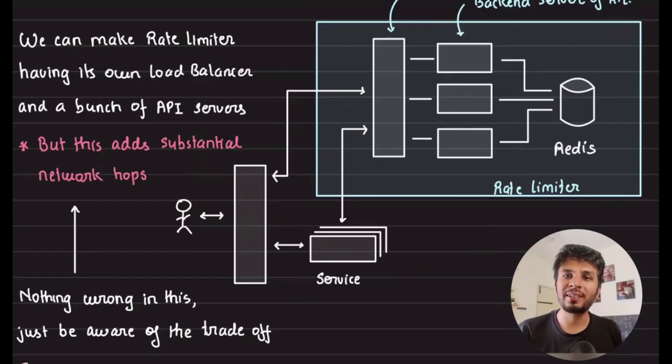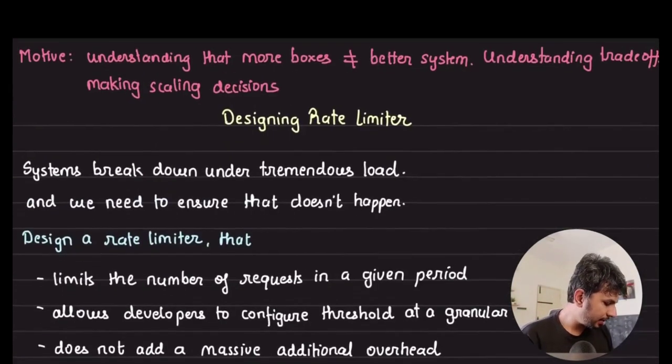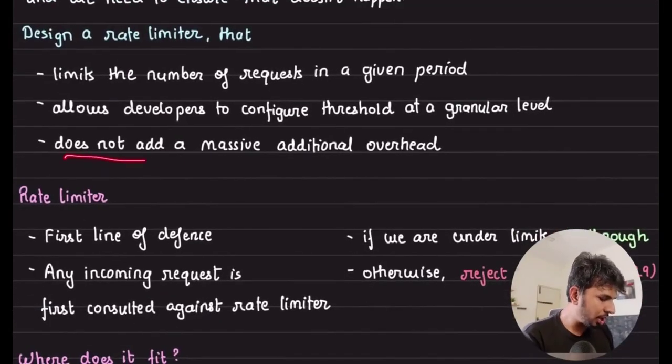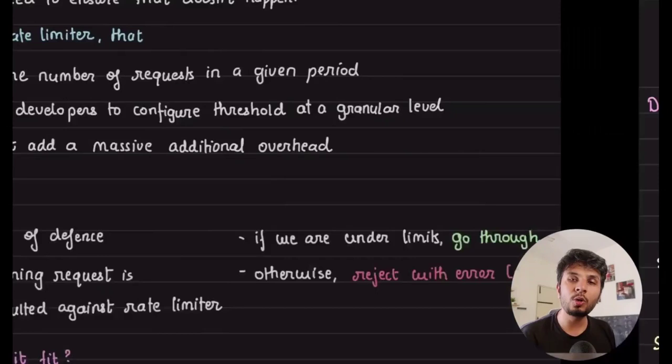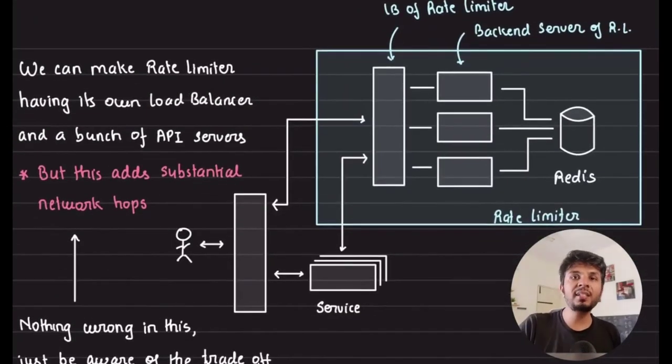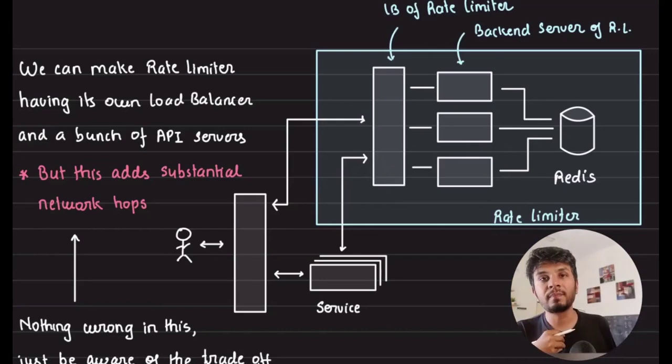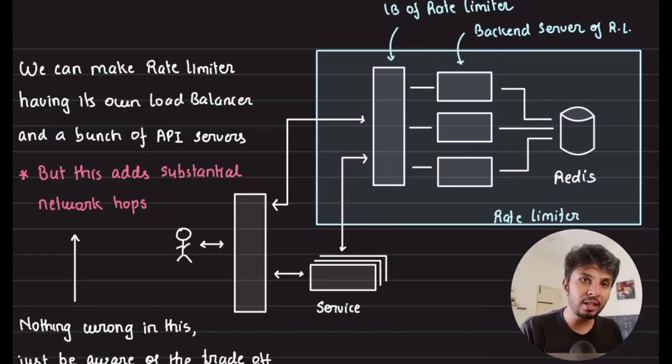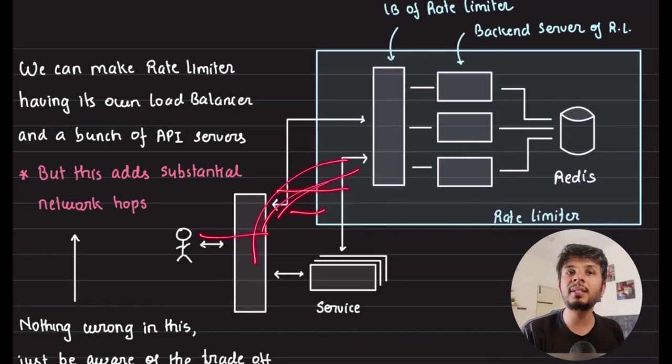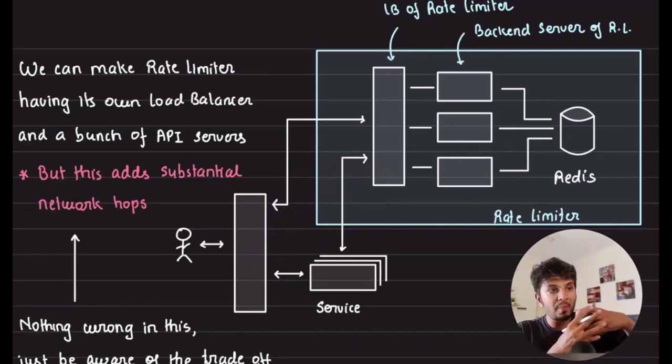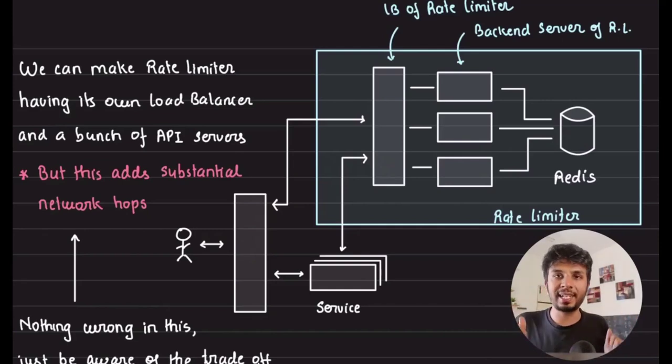You don't want that, because now it breaks the condition that we had, that it should not add a massive additional overhead. Here, by going via this route, you are adding a massive number of network hops to reach this database and get things done. And because for every single request you would have to consult this rate limiter, it would add up to a lot of network delay. It would shoot up your latencies like anything.